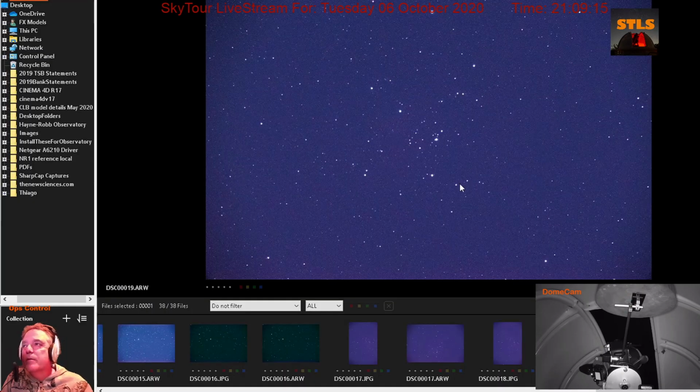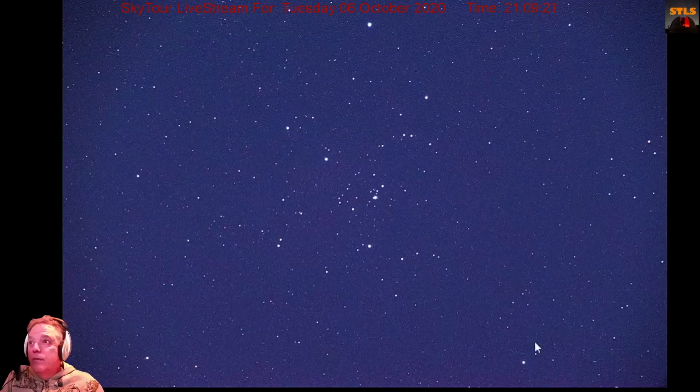So the Heart Nebula is a really interesting place. You see this cluster of stars in here. This cluster, and I'm going to go to the shot we took just before.